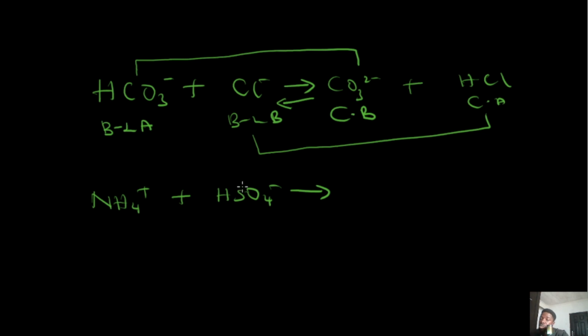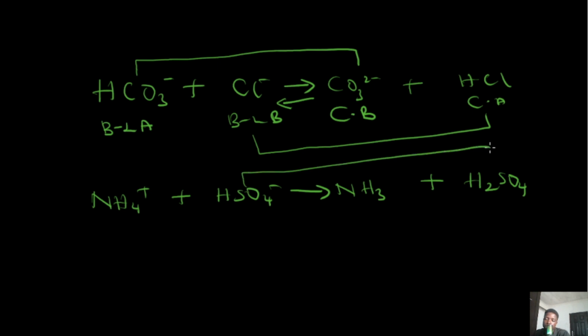However, in this reaction, you will notice that it is not an acid at all. It is a base. How do we know? Because after this reaction occurs, you will notice that this is going to become ammonia, while this is going to be H2SO4. So notice, it was ammonium that gave HSO4 one hydrogen and made it become H2SO4.